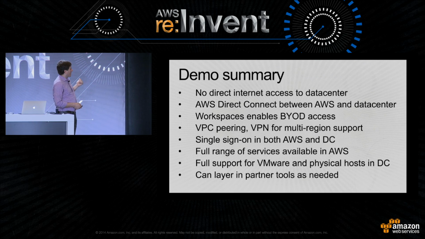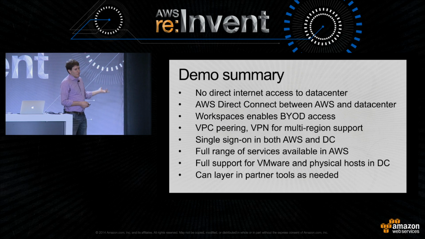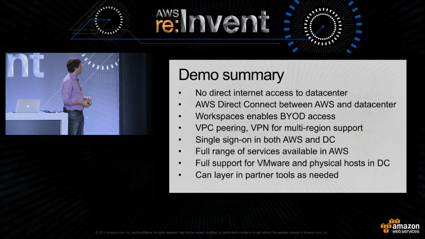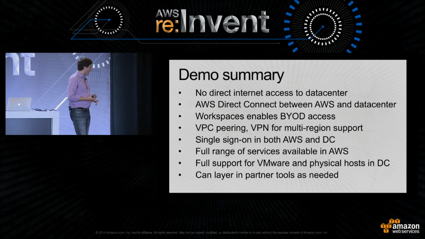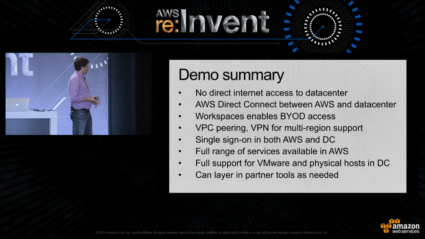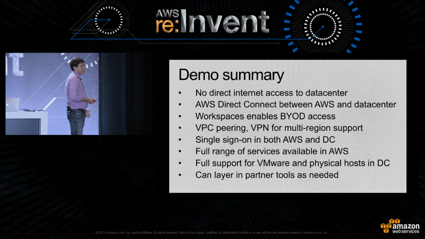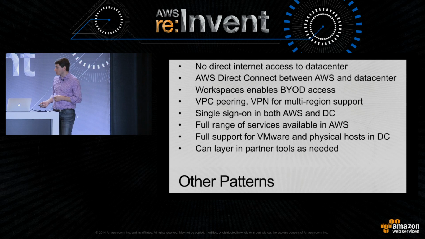So in summary, no direct access to the internet, using Direct Connect between the two environments. We can use BYOD in that type of context. We're using VPC peering within the region, VPN across the regions. We have single sign-on in that context because we're using STS for that. We have a full range of AWS services that we can access. We're managing both physical hosts and VMware hosts from that workspace in that case. And then we can layer on any partner tools that we need on top of that. So that's a great option.